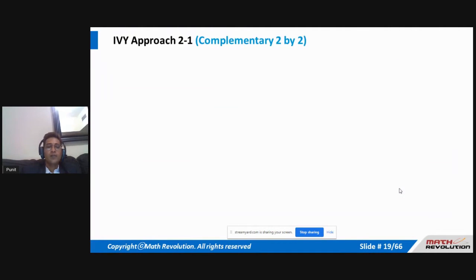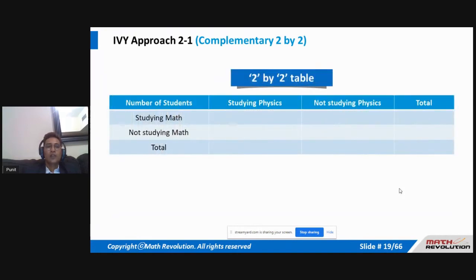Let's talk about the IB approach second, which is based on a complementary 2 by 2 table. The complementary 2 by 2 table, how does it look and how do we form it? It will be there on your screen in the next 1 second. And in that, you need to just make sure that you focus majorly upon the column and the row that has been taken.